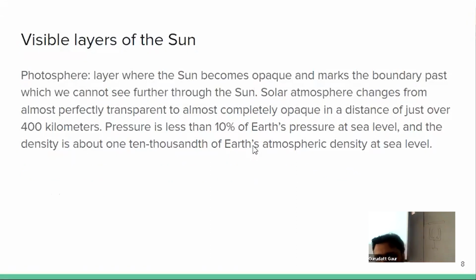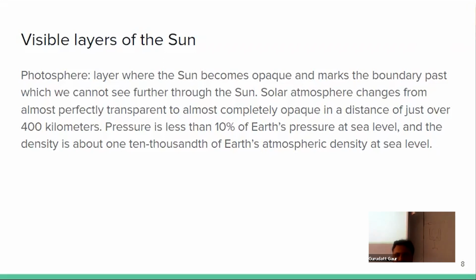Now comes the visible layer. So these layers are not visible. We cannot see these layers. We can only indirectly observe these layers by doing some calculation, by observing some spectrum, by collecting some other data, and so on. But then there are 3 layers which we can really see.